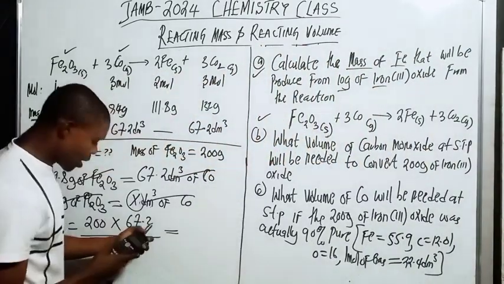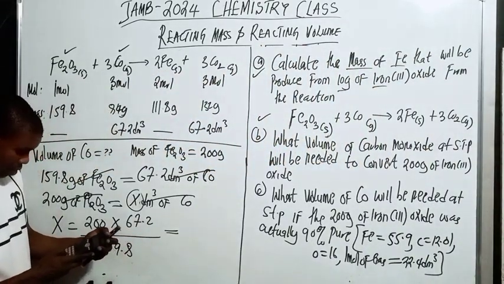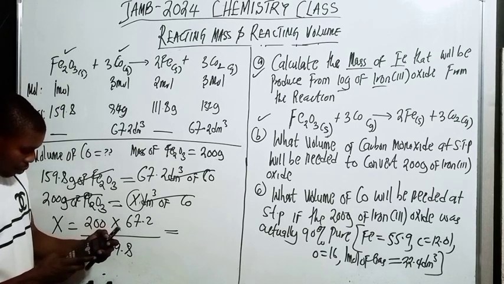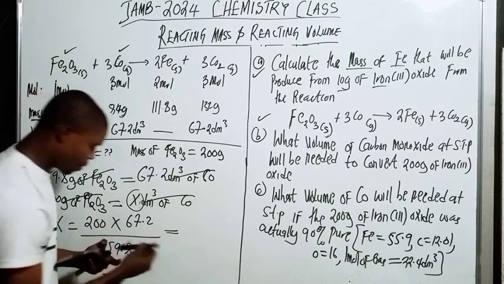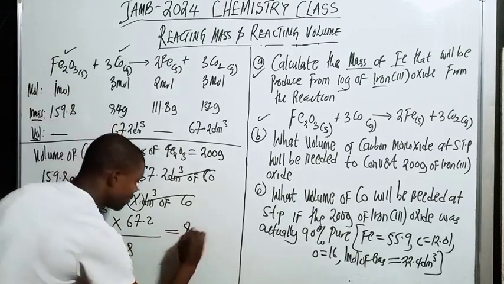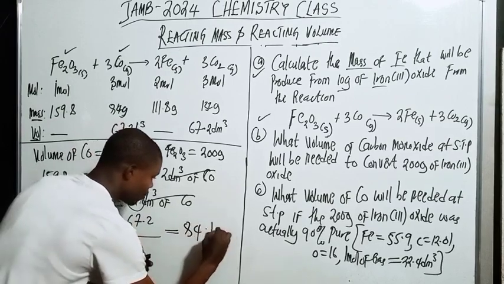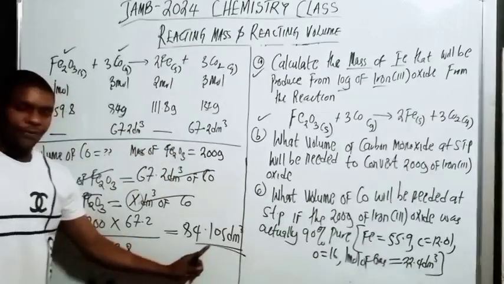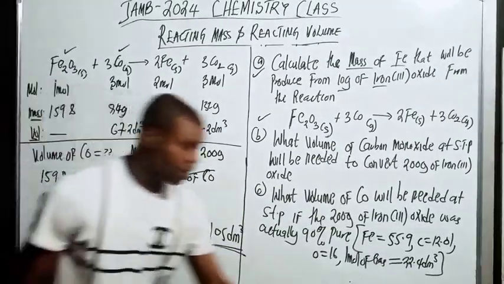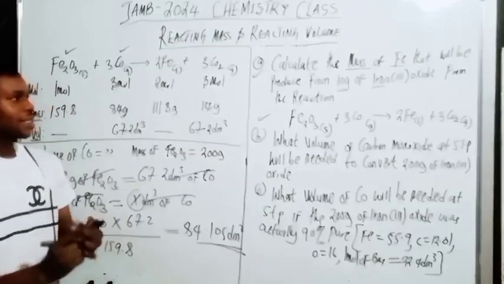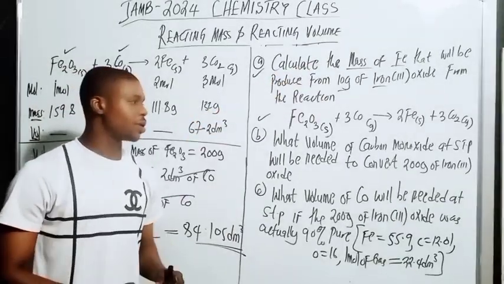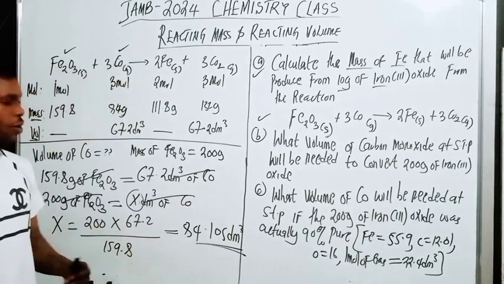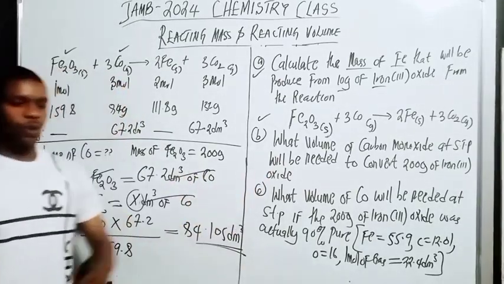So what you want to do is use your calculator. Here you have 200 times 67.2 divided by 159.8, which gives 84.105 dm³, because it's volume. So you can see how easy it is here. It's the same pattern, right? But the first one was mass to mass, but here it is volume to mass or mass to volume.